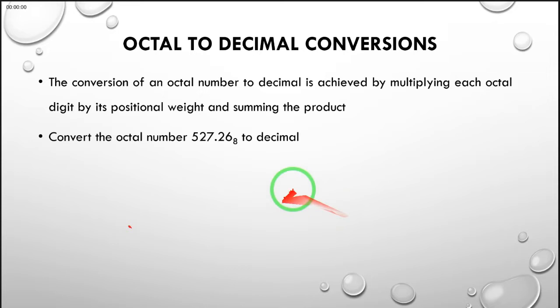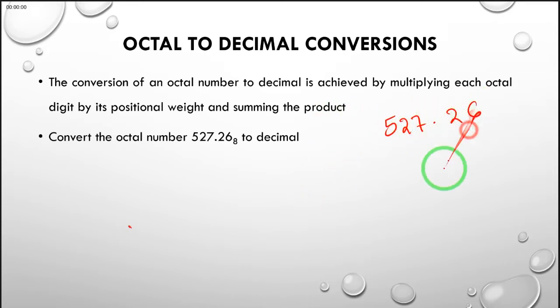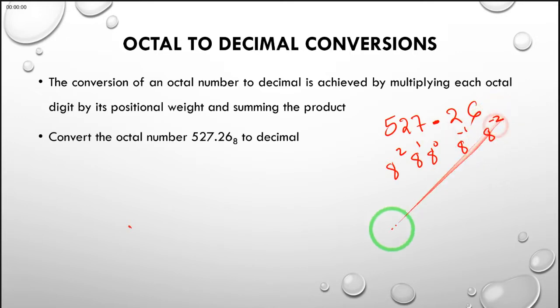For instance, we want to do 527.26. To convert it to decimal, we just know that this is position 0, so it is 8 power 0, 8 power 1, and 8 power 2. And going beyond the decimal point to the right, this becomes 8 power minus 1 and 8 power minus 2. So we do that summation.